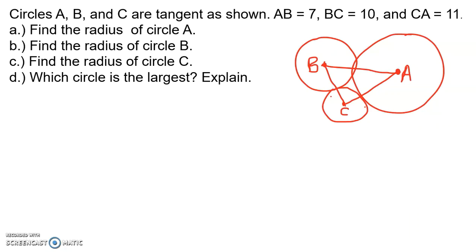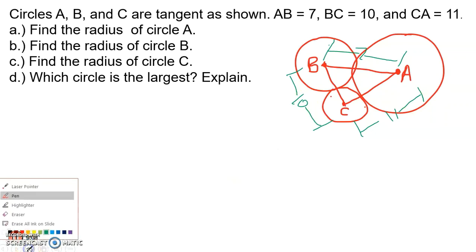Okay, that's the very famous one. So if we label what is given, first of all, label each of those sides. We're given that AB is 7 and BC is 10 and CA is 11. Okay, so that's the whole length, but we need to remember that all radii are congruent.